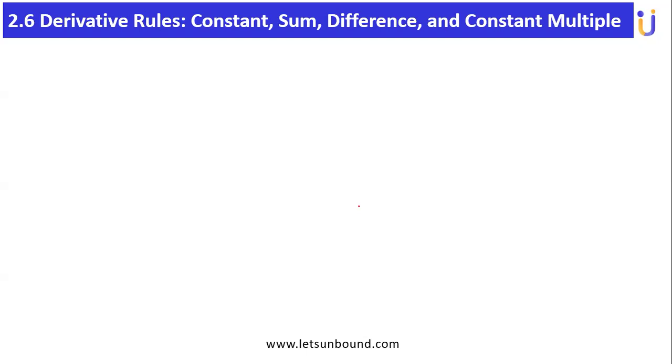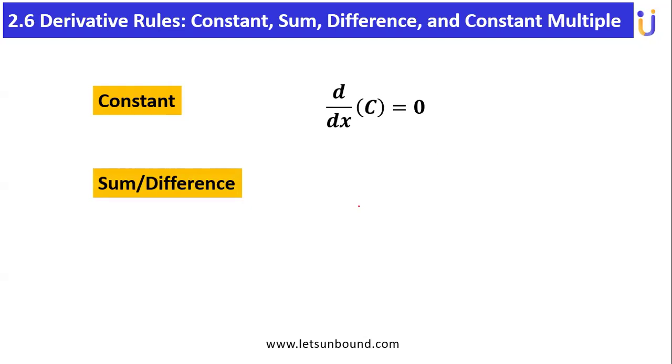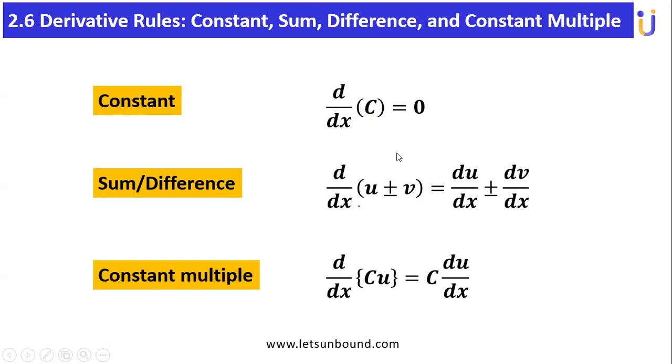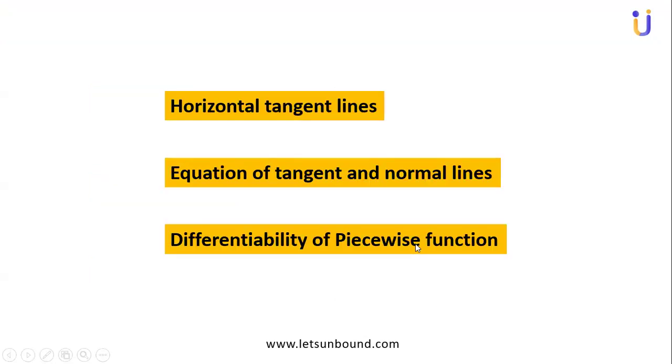Then derivative rules for constant, sum, difference, and constant multiple. Okay, what if I differentiate just a number? Yes, you can do. If c is just a number, differentiating it with respect to x is 0. And for sum or difference, for example, you got something like x plus sine x. It's very simple. Differentiate the first part, plus or minus, differentiate the second part of the function. And constant multiple, like a constant and a function. So you take the constant out and apply the rule for that function of x alone. So these are the rules.